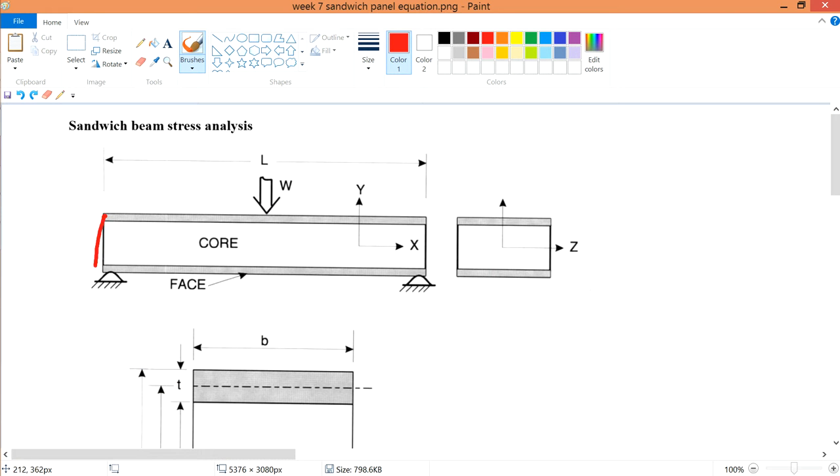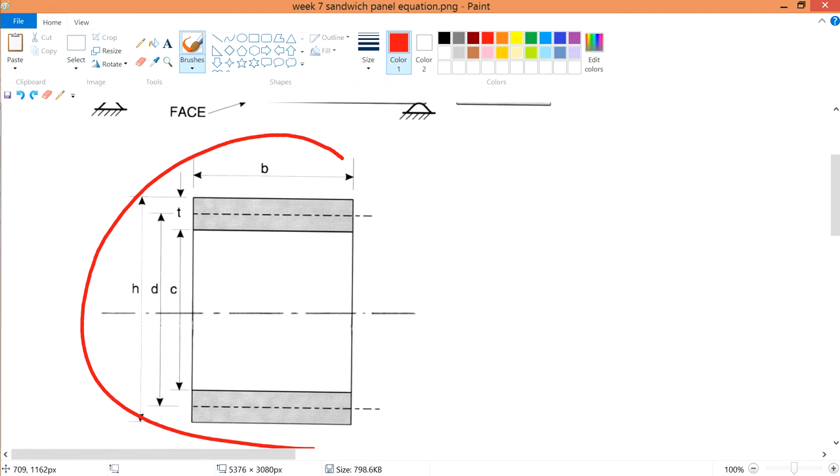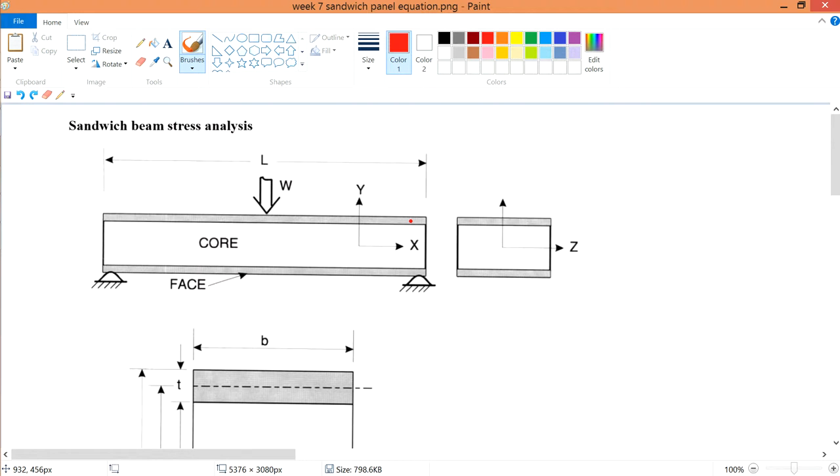So your beam is actually this, and your sandwich beam has two faces and a core in between, the white colored one, and it is supported at these two places. This is the length and this is the force. If you were to zoom in on this portion, you'll come into this portion over here. In fact, this is not okay. Sorry, my fault. I take back my words.